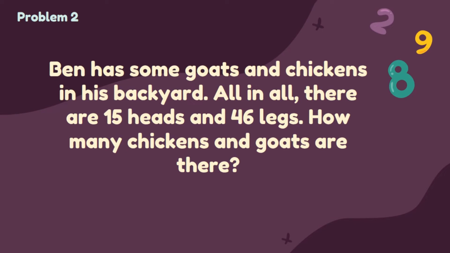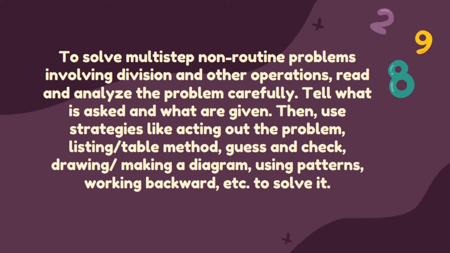Let's have problem number 2. Ben has some goats and chickens in his backyard. All in all, there are 15 heads and 46 legs. How many chickens and goats are there? To solve multi-step non-routine problems involving division and other operations, read and analyze the problem carefully. Tell what is asked and what are given. Then, use strategies like acting out the problem, listing or table method, guess and check, drawing or making a diagram, using patterns, working backward, and many more to solve it.